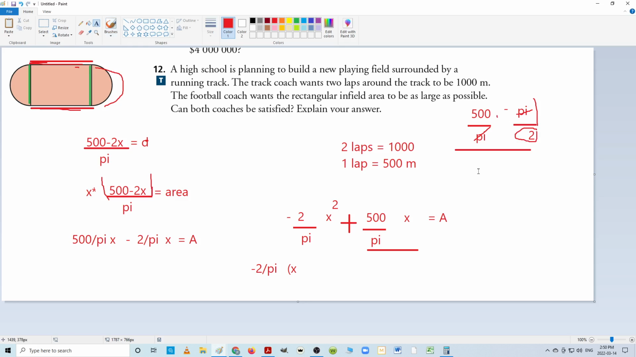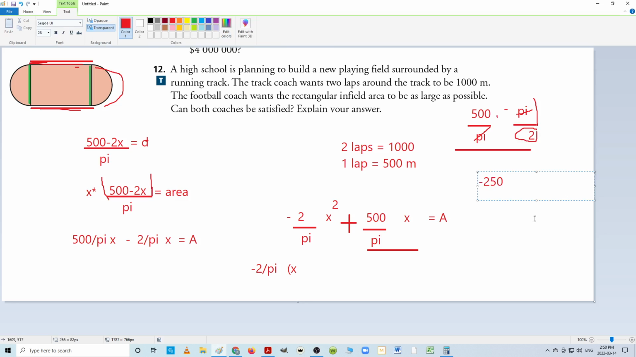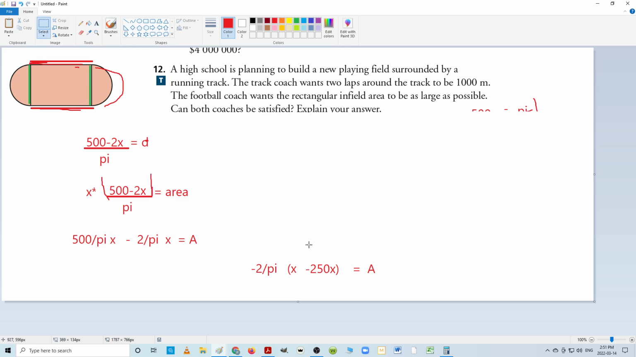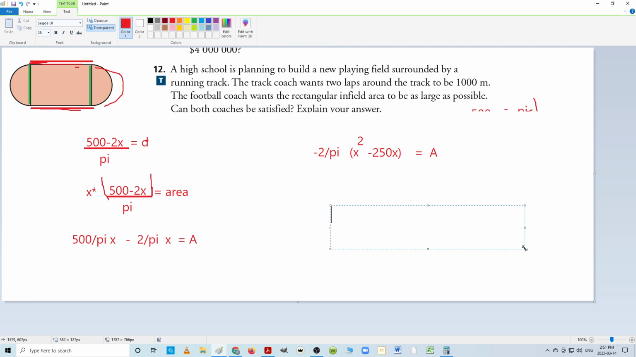It's clear that's negative 250, which means when I factor out minus 2 over pi, I'm left with x squared minus 250x. Keep in mind that first x squared is that. And there's no number here, so all I have to do is figure out what the perfect square is. All right, so this is clearly the equation I'm working with. If I'm going to find the perfect square of that, it's going to be x minus 125 squared.